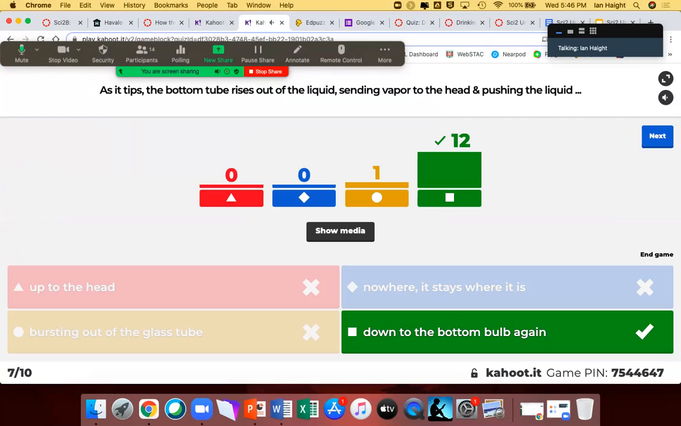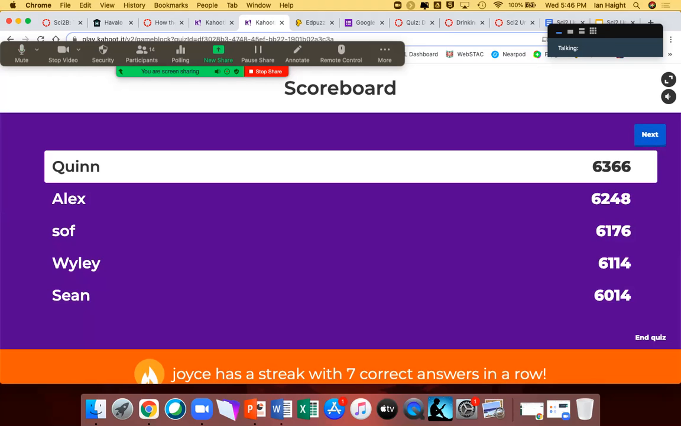Very good. This is kind of the reset phase, right? So the vapor is finally able to escape from the bottom bulb and move to the top, and it sort of equalizes the pressure. But it does that more by vapor getting to the head portion and pushing the liquid back down. Okay, Quinn's still in the lead.